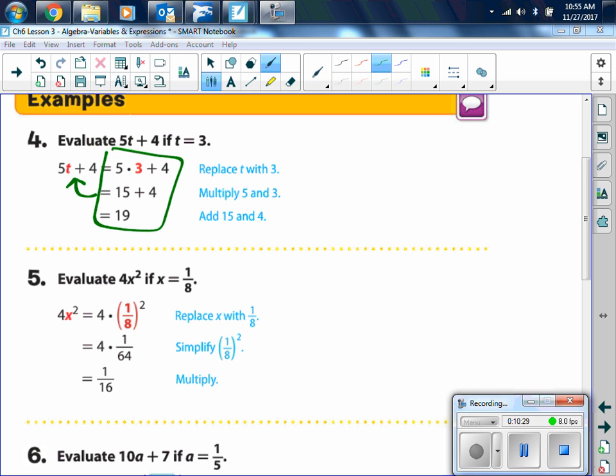And then, what do I like for you to do before you multiply? I like for you to simplify, right? So here, 4 divided by 4 is 1, and 64 divided by 4 is 16. And then we can multiply straight across, and we get 1/16.